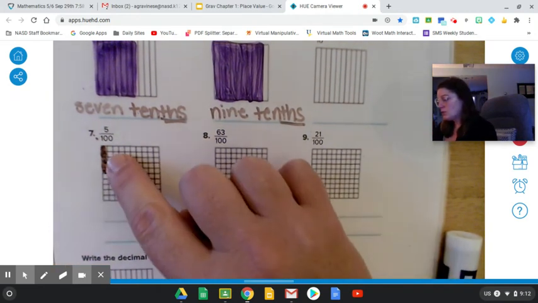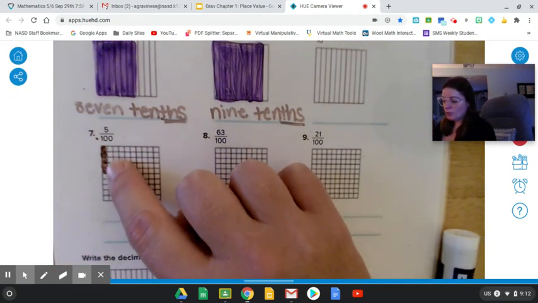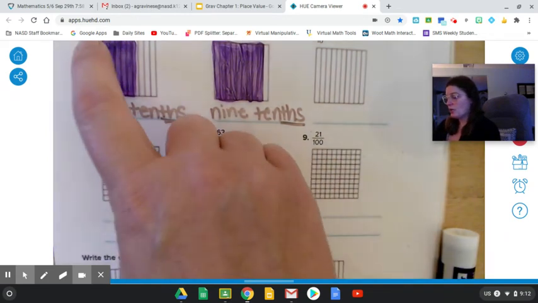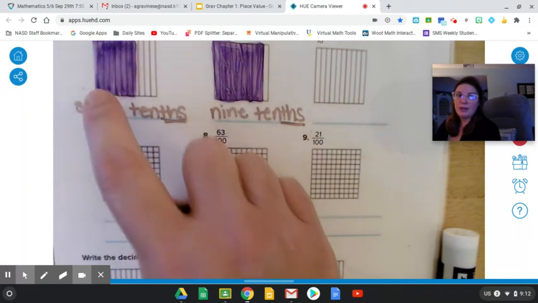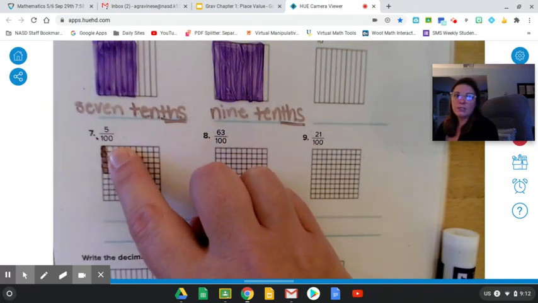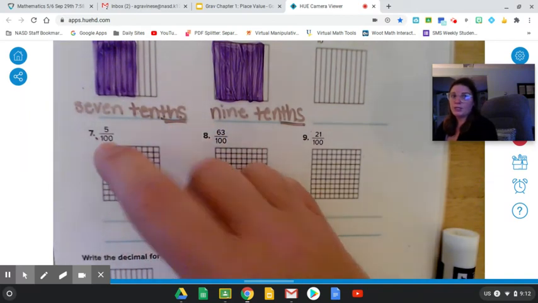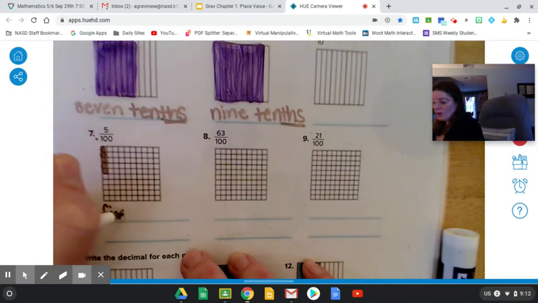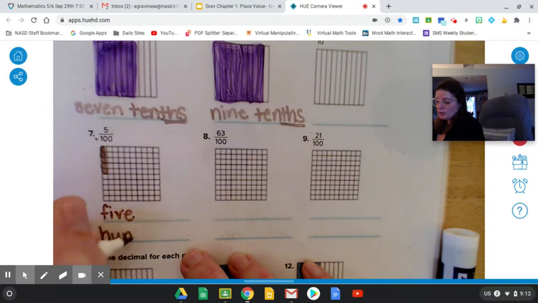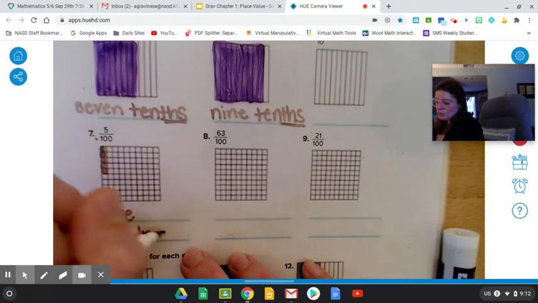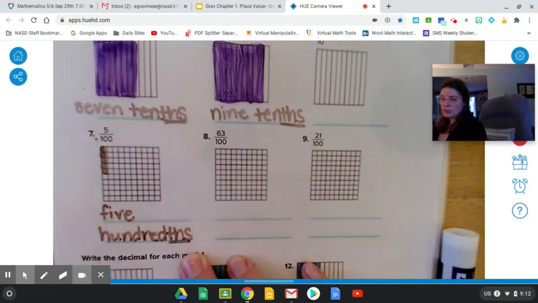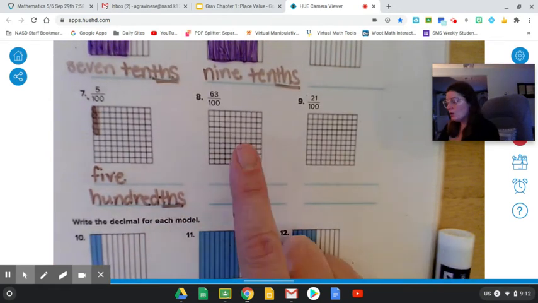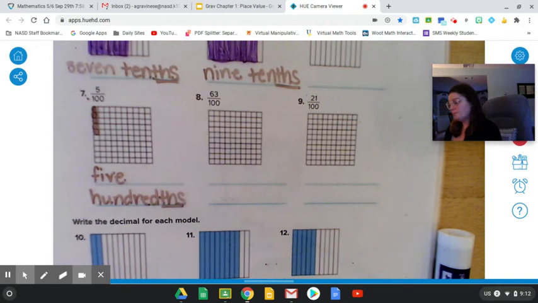You can see that this does not equal an entire column. Before, we were shading in an entire column, which would be 1/10. Here we've shaded in less than a whole column, so this is less than a tenth. And let's write that in word form. I have 5 hundredths. When you write hundredths, make sure you have the THS at the end to show that it's a fraction or decimal. Pause the video and try number 8.